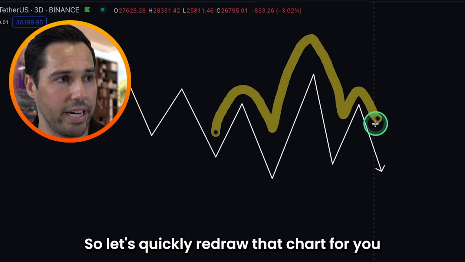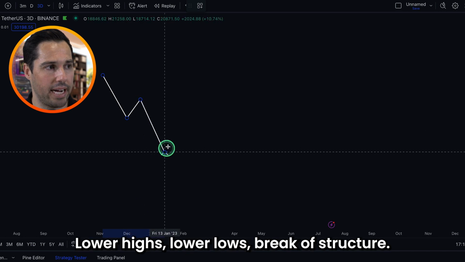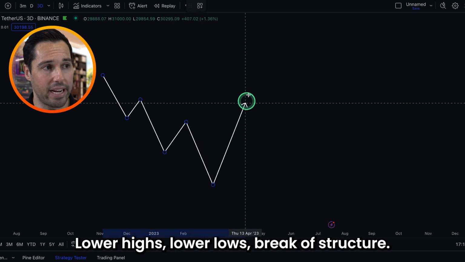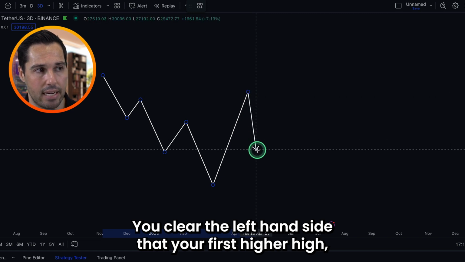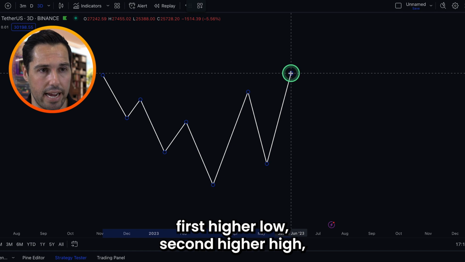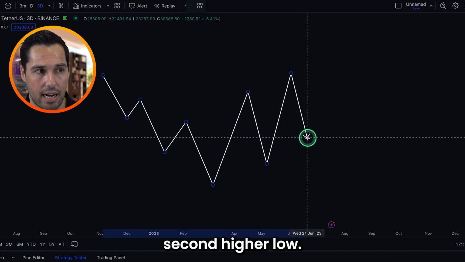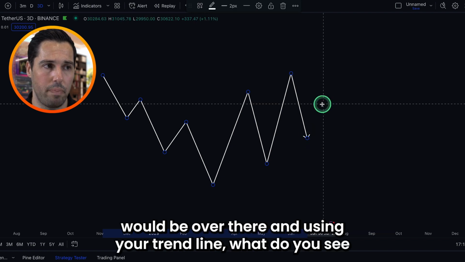So let's quickly redraw that chart for you and see where you would get your entry. Lower highs, lower lows, break of structure. You cleared the left-hand side. That's your first higher high, first higher low, second higher high, second higher low. This would be the earliest point that I would look to gain an entry, would be over there.